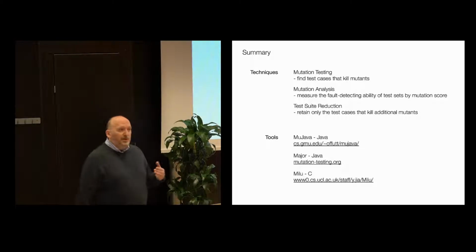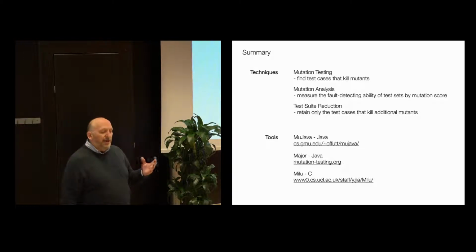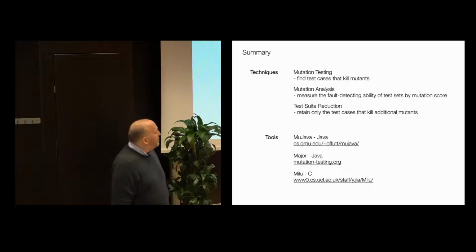One is mutation testing, so actually create your test sets to kill mutants. The other is mutation analysis, which is assessing the fault detecting ability of existing test suites by seeing how many mutants are killed. And then test suite reduction: effectively use mutants to tell when test cases are similar, they're going to kill the same mutants. So if you're short of time, short of budget, short of people, why not remove the ones which seem to be doing similar things? Then finally, I said there was tool support.